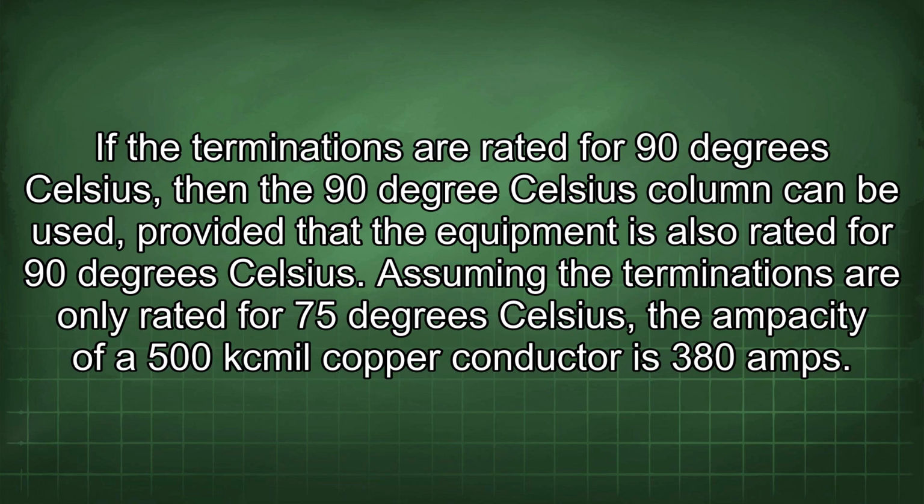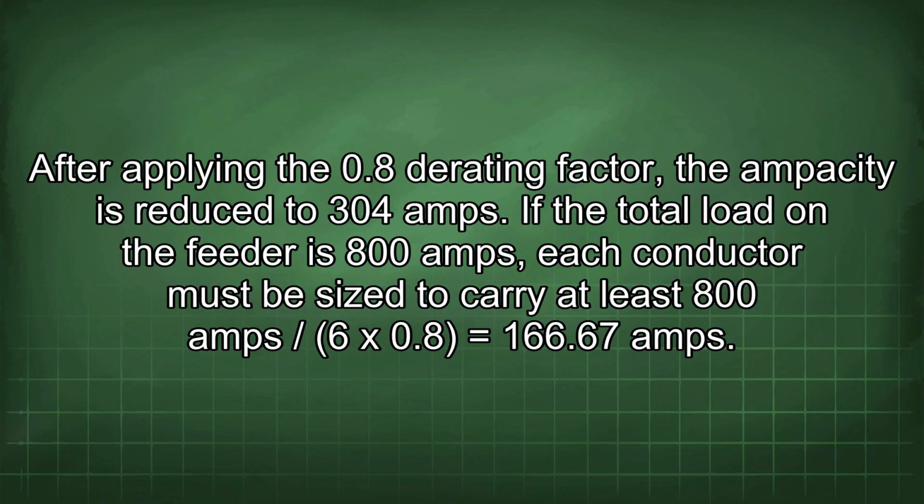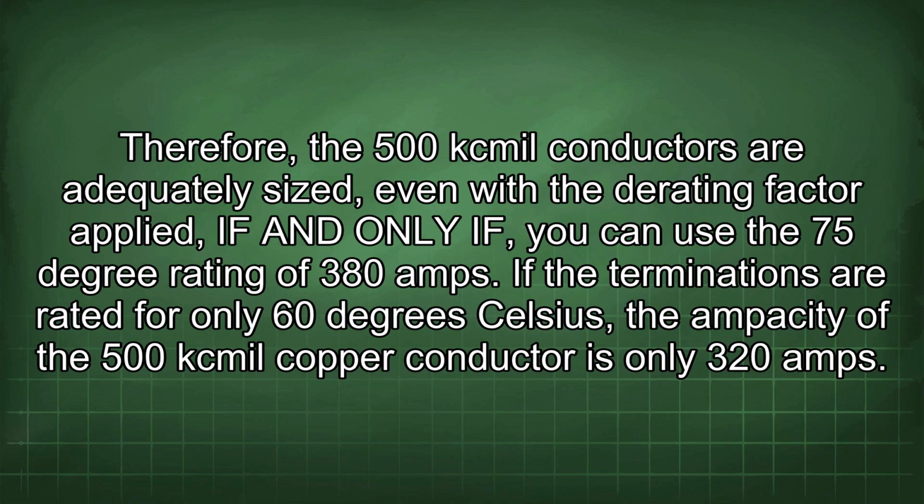Assuming the terminations are only rated for 75 degrees Celsius, the ampacity of a 500 kcmil copper conductor is 380 amps. After applying the 0.8 derating factor, the ampacity is reduced to 304 amps. If the total load in the feeder is 800 amps, each conductor must be sized to carry at least 800 amps / 6x 0.8 equals 166.67 amps. Therefore, the 500 kcmil conductors are adequately sized, even with the derating factor applied, if and only if you can use the 75 degree rating of 380 amps.